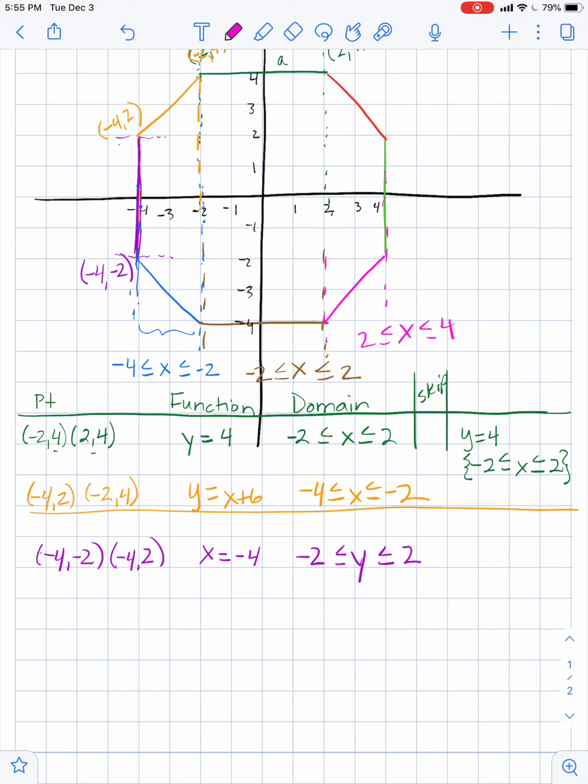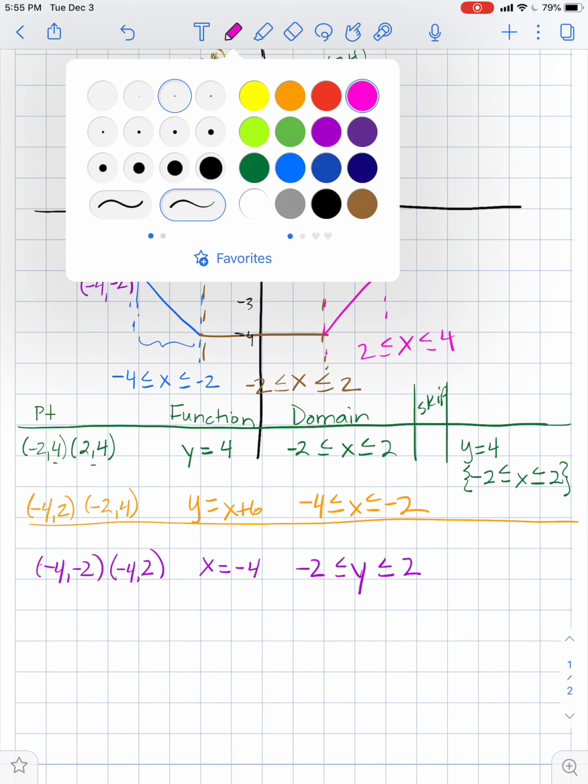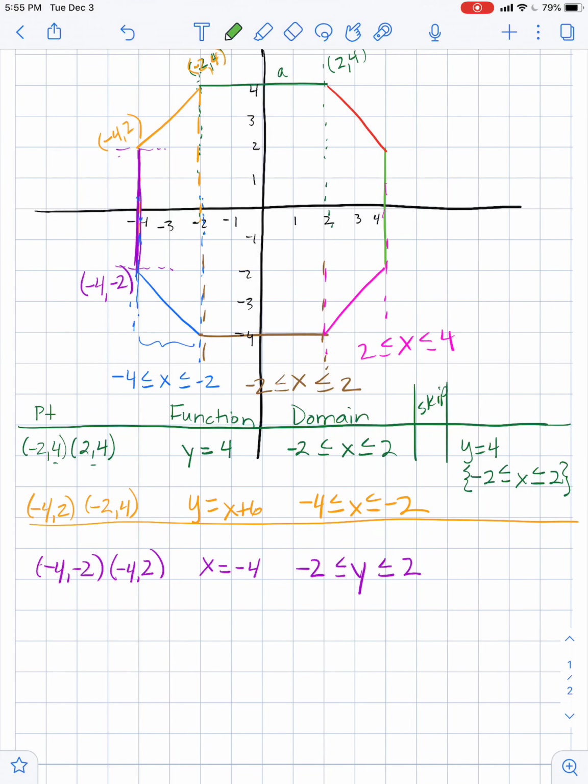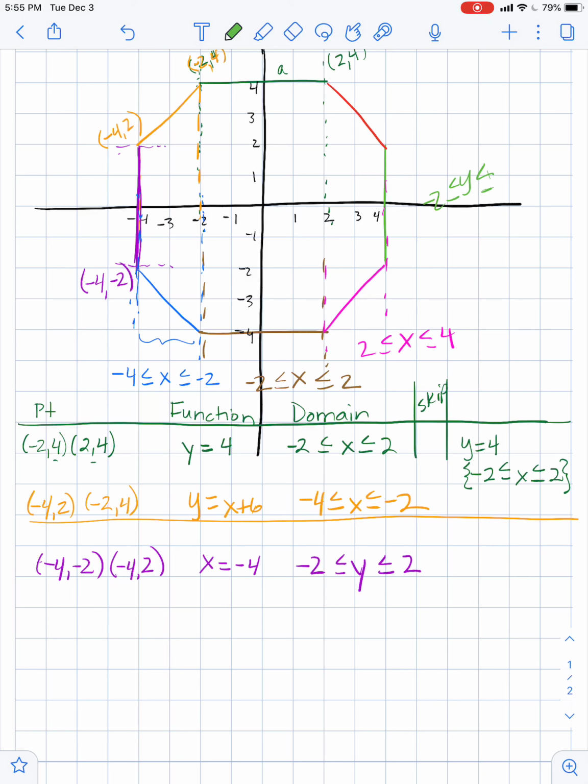And then my green is another vertical line, so it is going to be a domain restriction from the -2 to 2. That's just color coded and showing you what you need to do for each one of those.